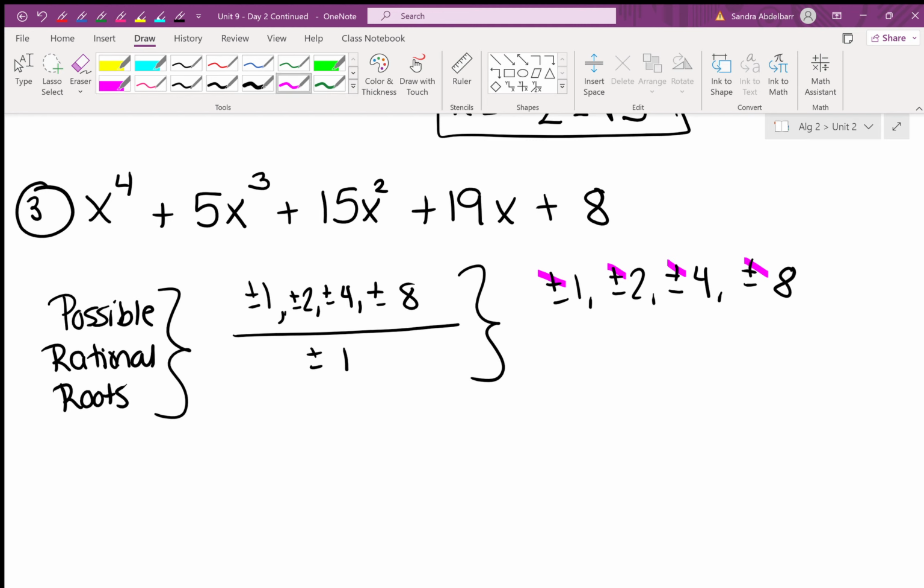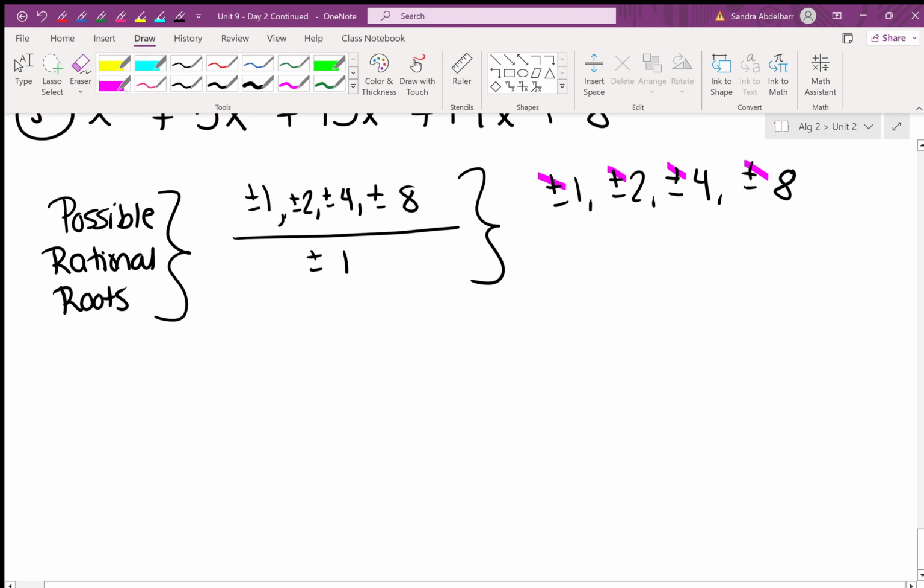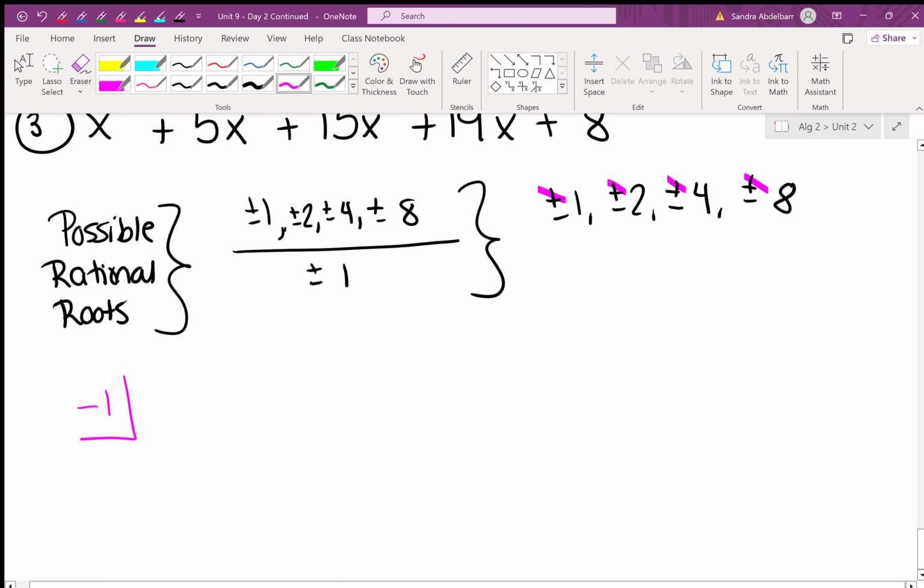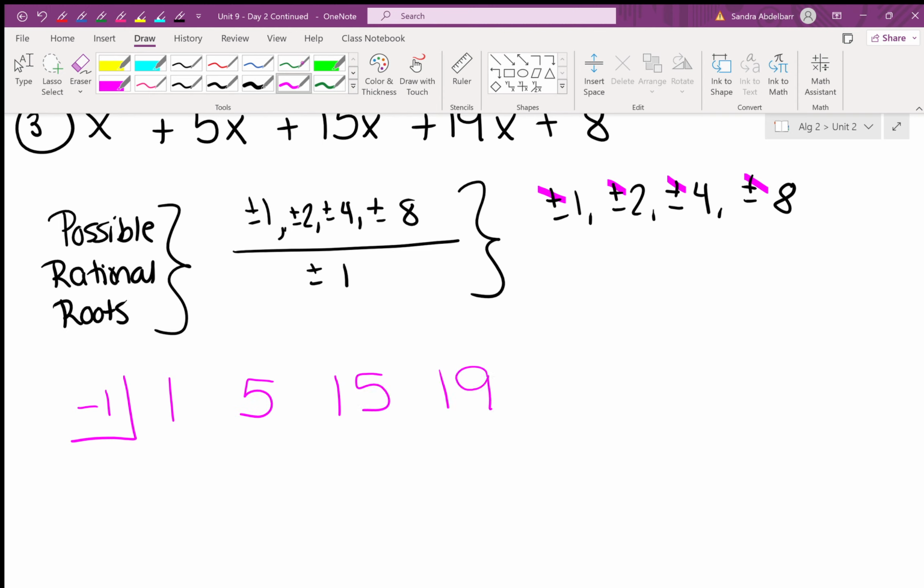Should I just tell you instead of torturing you? It's -1. So -1 works. So you're going to go through and you're going to test -1. So you're going to have 1, 5, 15, 19, 8.